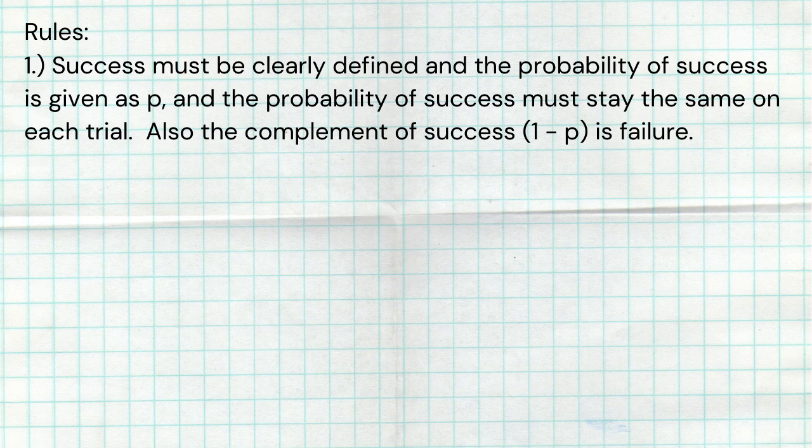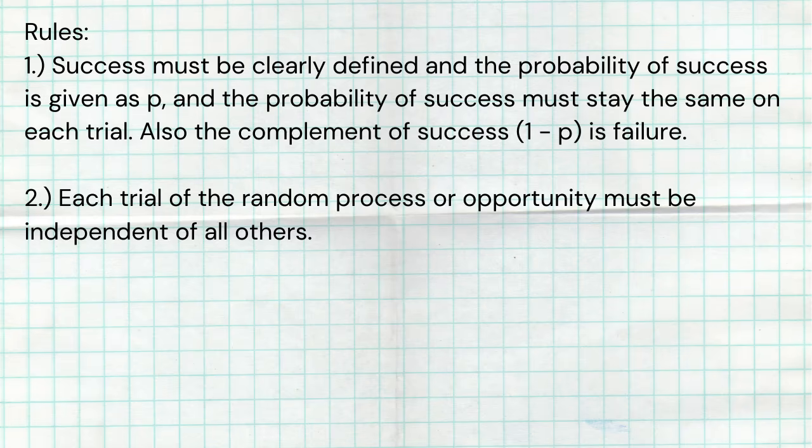Now, the other thing we automatically know when we have the probability of success is its complement, which would be the probability of failure. So the probability of success is what we're looking to happen, and then failure would be what we don't want to happen, just the opposite of success. Now, the next rule is that every single trial or opportunity must be independent of the next, which means what happens on one trial, whether it's success or fail, cannot affect the next or the next or the next.